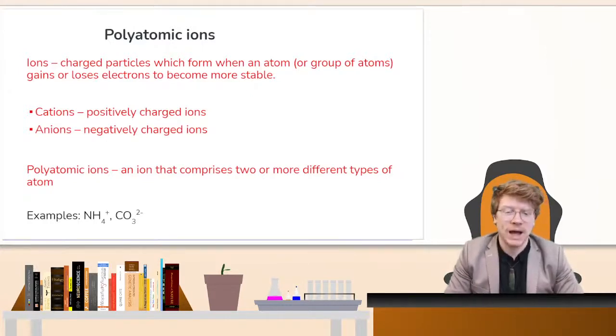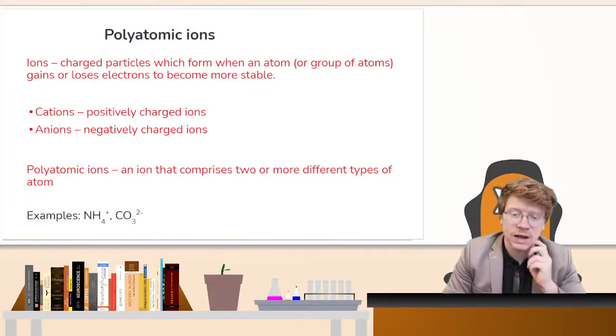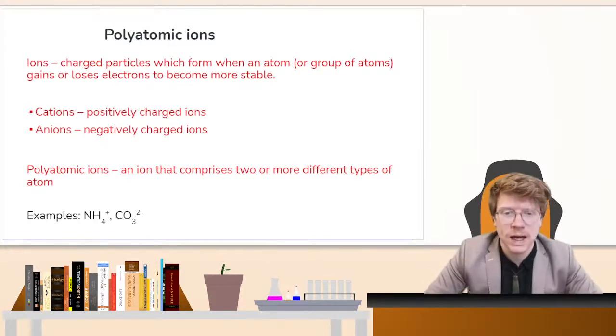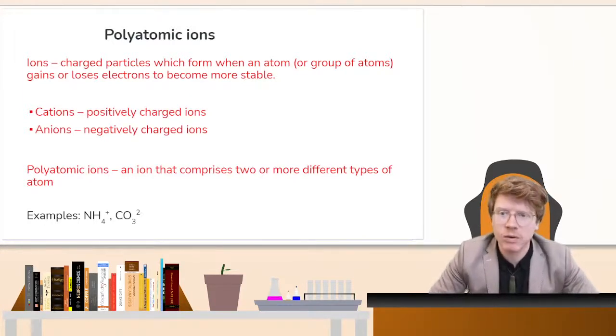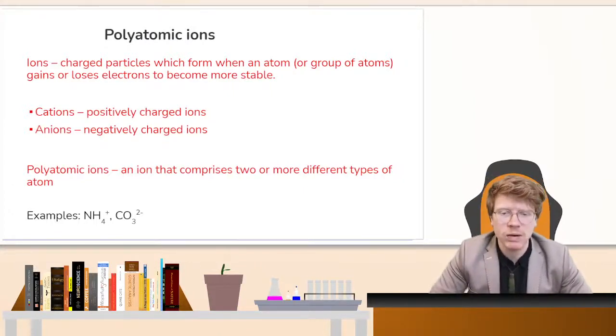NH4 has a charge overall of 1 plus, and CO3 has a charge overall of 2 minus. So we write those in the superscript up the top there, and that means that we don't get confused between the number of atoms there. So we always write the number of each atom as a subscript, the number of the charge overall as a superscript, and the coefficient is the number of that molecule that there are.